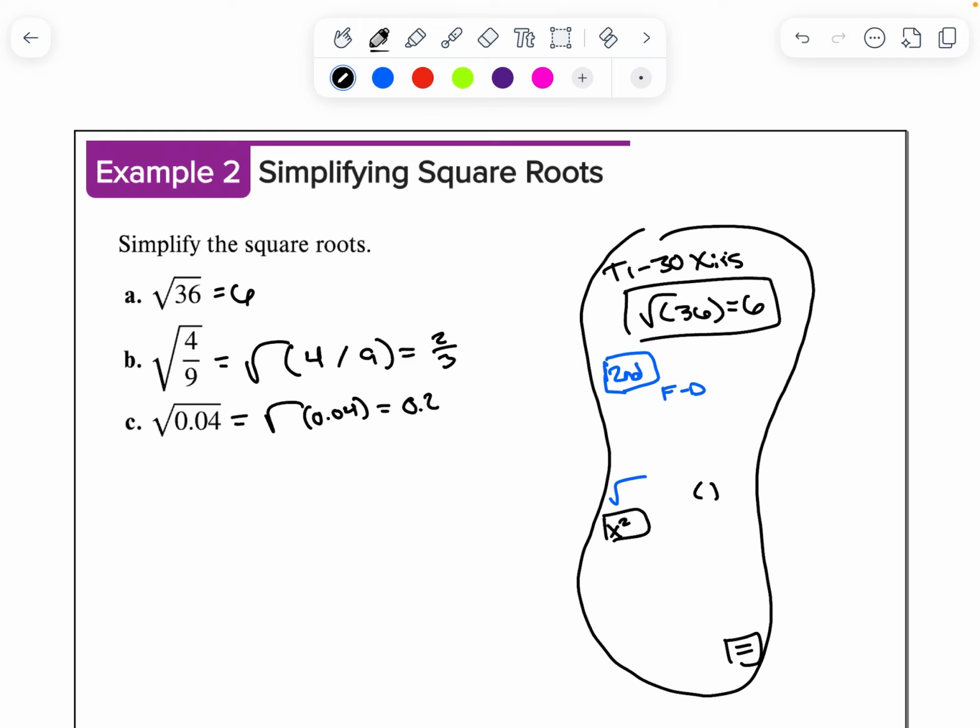The square root button is on the calculator. That's where I would start with any problem, with that square root button, and see if it simplifies it for you. If not, we'll have to do it by hand.